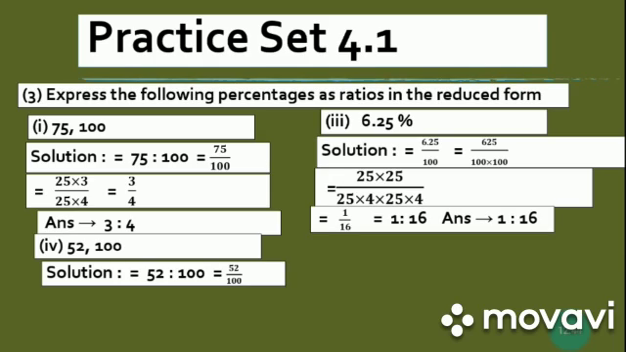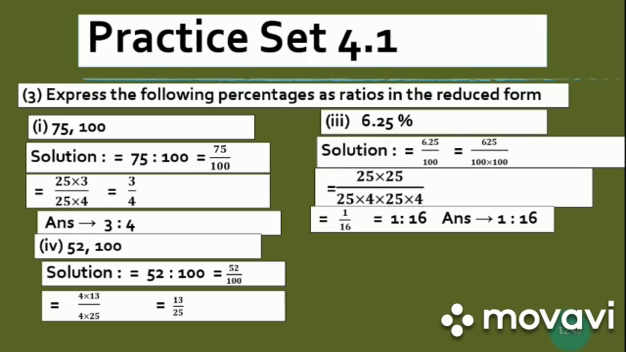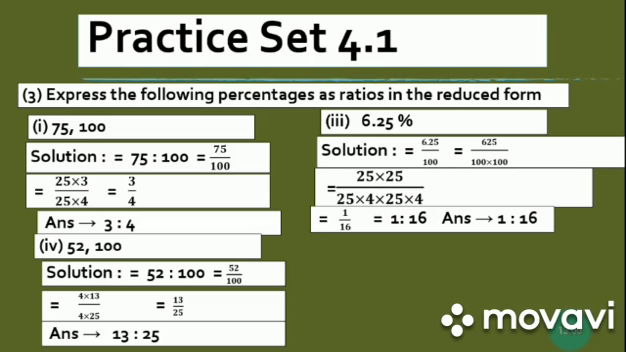Subdivision 4, 52%. Solution: this is equal to 52:100, that is 52 upon 100, that is equal to 4 into 13 upon 4 into 25. Here 4 gets cancelled, and our answer is 13 upon 25, that is 13:25.